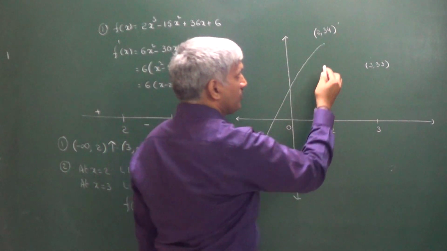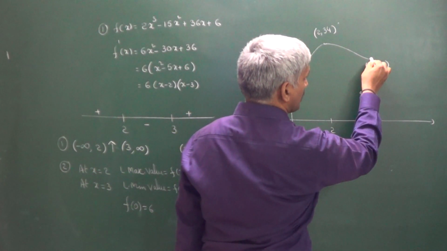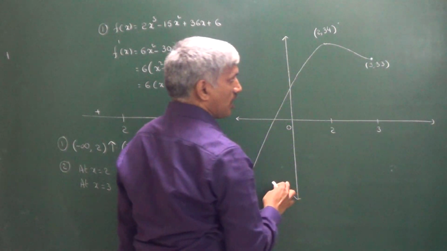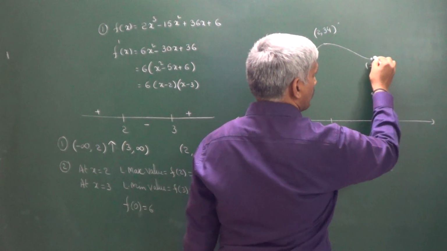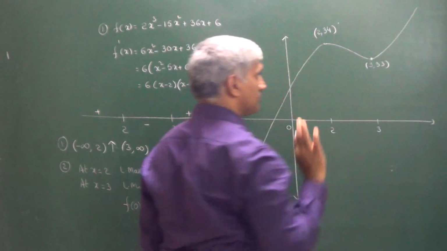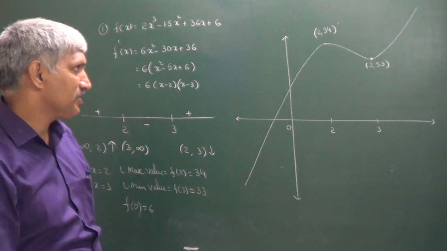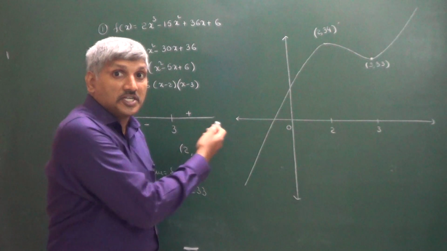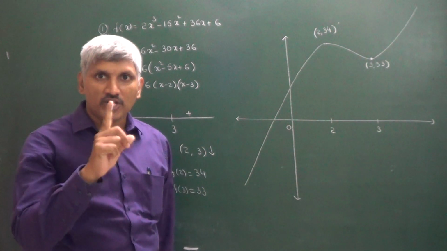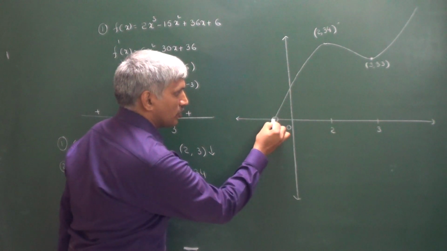At the same time, between 2 and 3 the function is a decreasing function. Again, from 3 onwards it is an increasing function. That is the graph of that particular function we got. But you can observe here the graph is intersecting the x-axis at only one point.